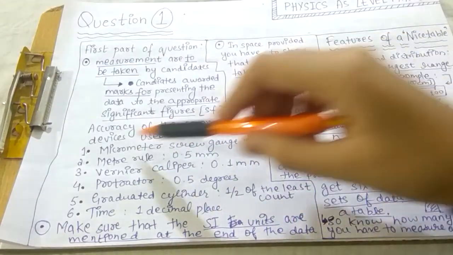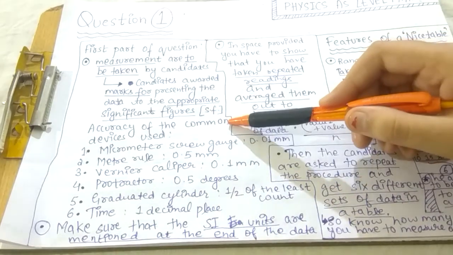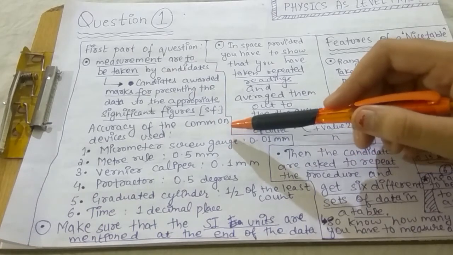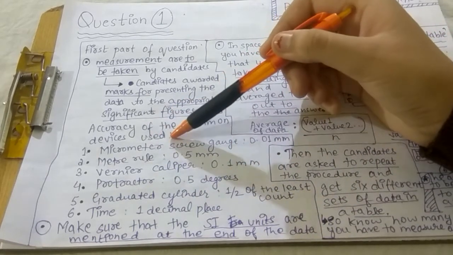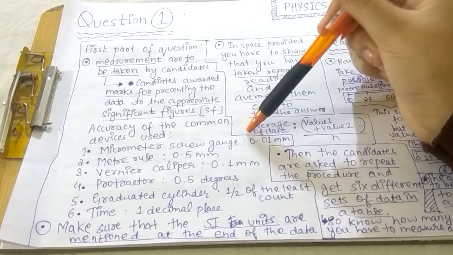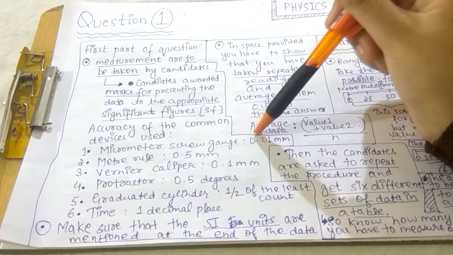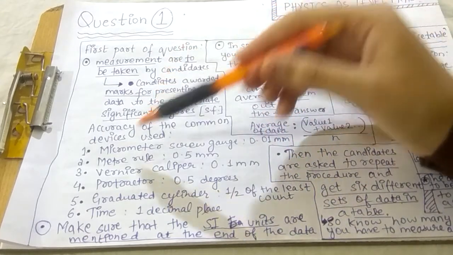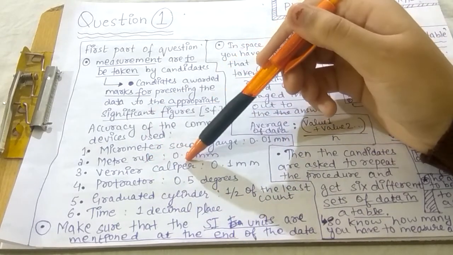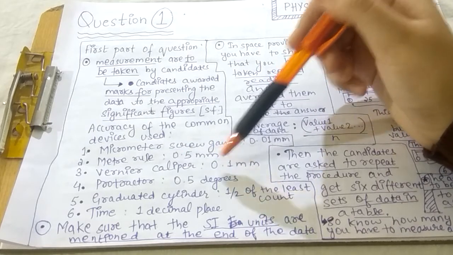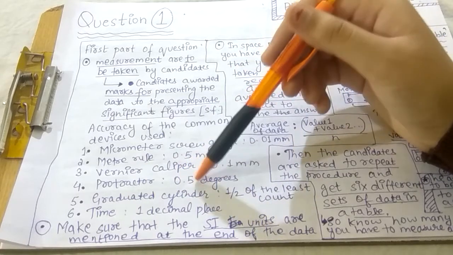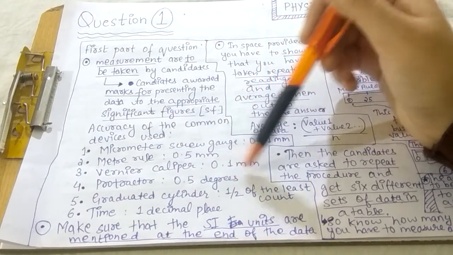Accuracy of the common devices used, right? This is the accuracy, which is the significant figures for the common devices used. The first device is the micrometer screw gauge, which has an accuracy of 0.01 mm. The meter rule has an accuracy of 0.5 mm. The vernier caliper has an accuracy of 0.1 mm. And the protractor has an accuracy of 0.5 degrees.